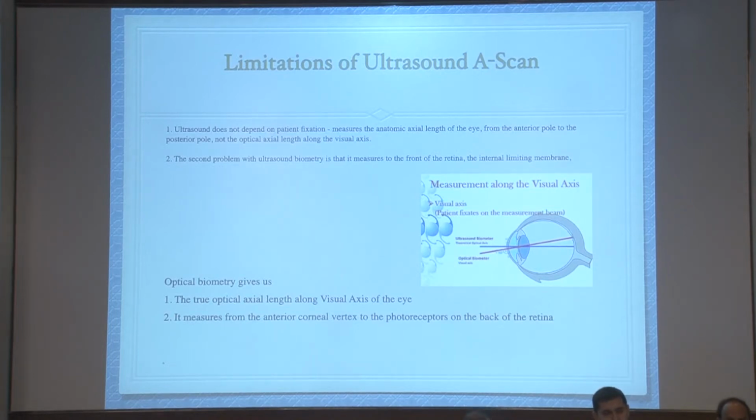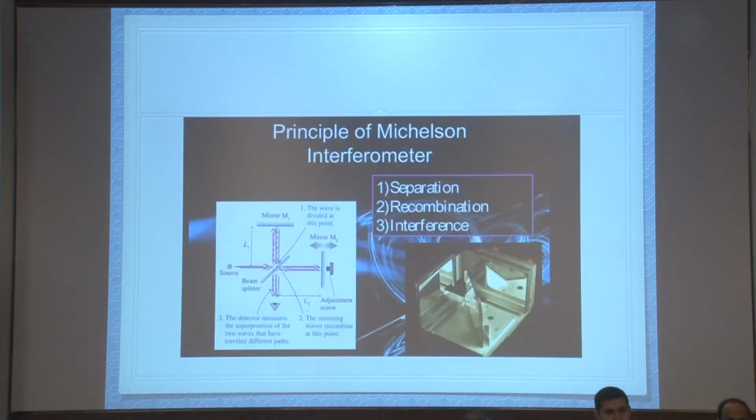Whereas the optical biometry measures till the photoreceptors, which is the true axial length of the eye. And secondly, it always measures along the visual axis of the eye. So these are the two advantages optical biometry gives. And of course, resolution is far better than the ultrasound measurement.